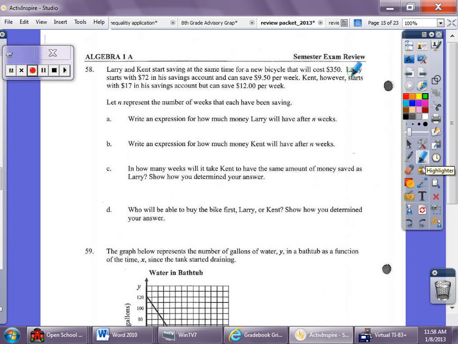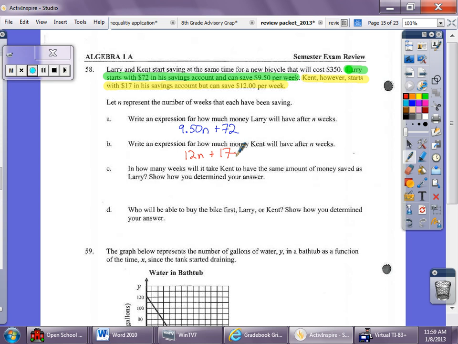So if we go back and look at Larry, Larry starts with 72 and saves $9.50 per week, where n is our number of weeks, so it's 9.50n plus 72. And if we look at Kent, he starts with 17 and saves $12 per week. So Kent will be 12n plus 17.